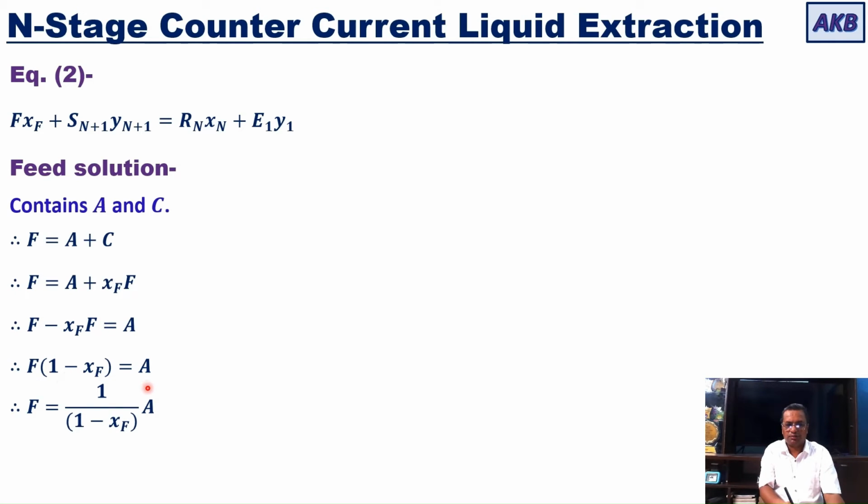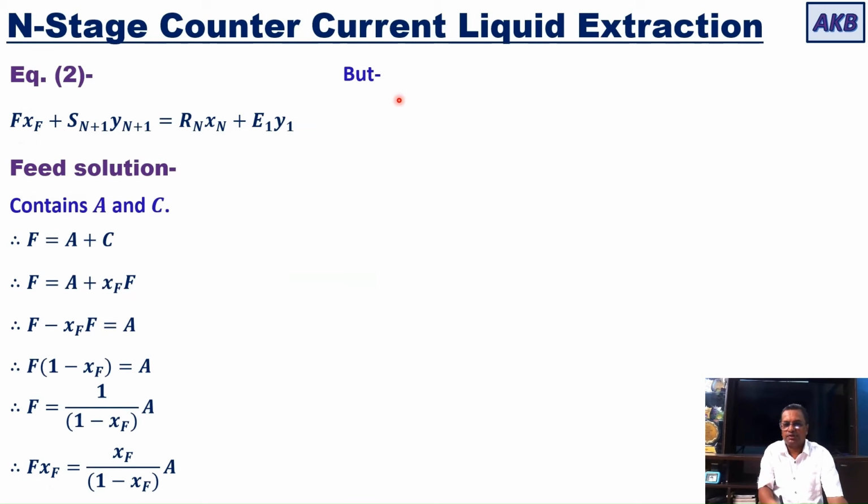Then I will bring this term to this side. So it will be F is equal to 1 upon 1 minus XF into A. And if I multiply with XF on both the sides, I will get this: F into XF is equal to XF upon 1 minus XF into A. So why am I doing this? Because I want to get a replacement for F into XF, that is present in equation number 2.